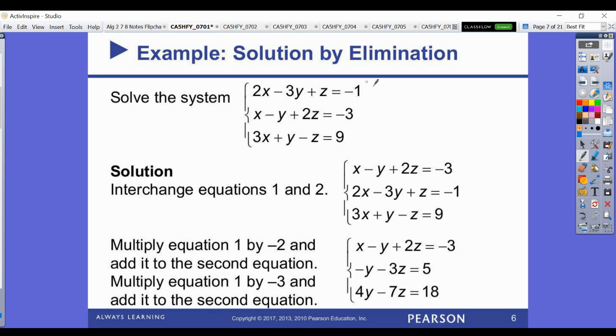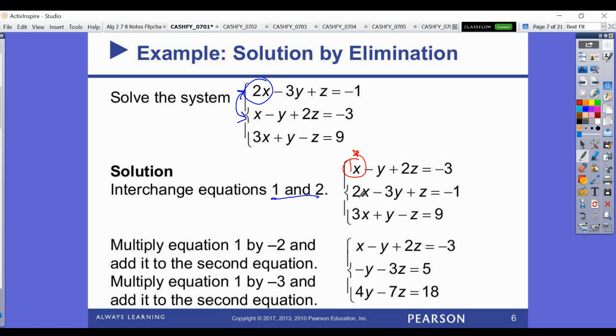So the very first step is I want a 1 in this top left spot, and that is not a 1. I have a few options. I could divide everything by 2, but then I would get some fractions, so I don't really like that choice. Another option is I can just swap equations. So that's all they did right here, is they just switched equation 1 and equation 2. All right, and then my step 1 is good. Now I'm happy. I have a 1 here.